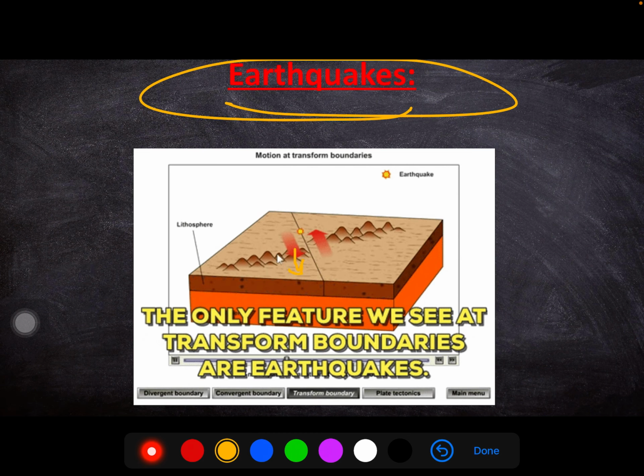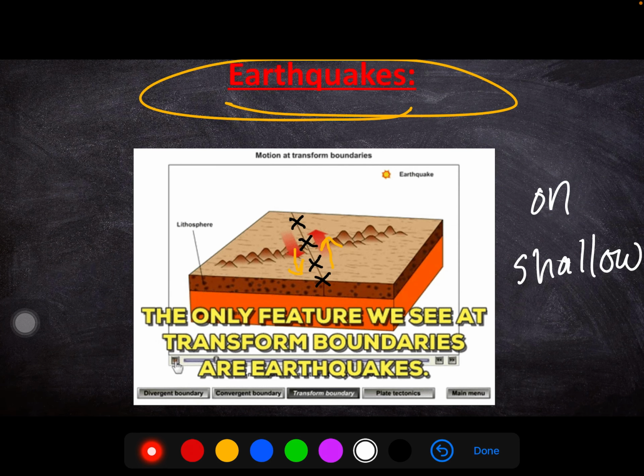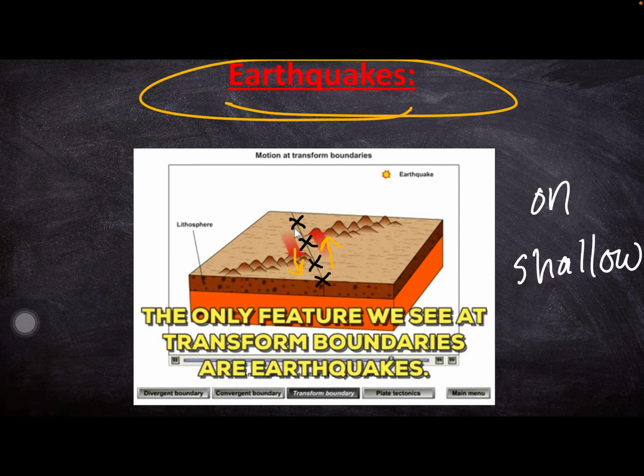So we can see in this graphic here, again, side-by-side horizontal motion. On your diagram, you can label the earthquake something like this: on the boundary and shallow. That's what we see at transform. There's no subduction creating those deep quakes, just moving horizontally over time.